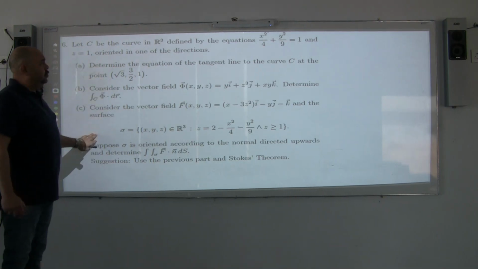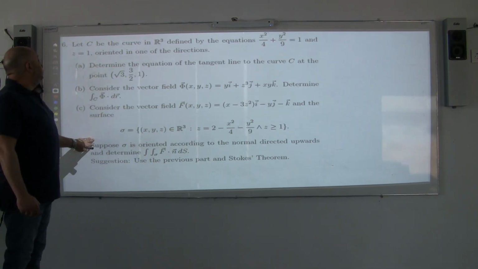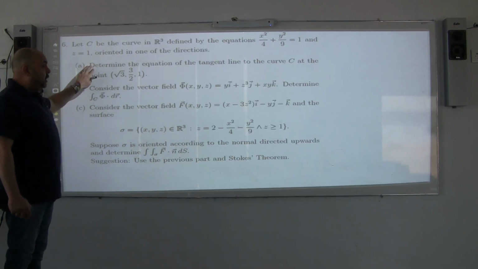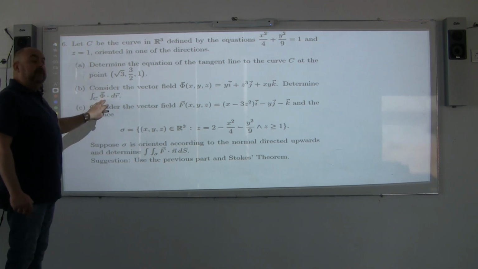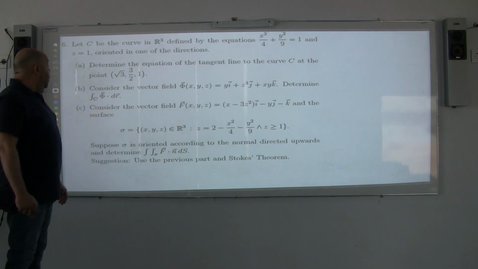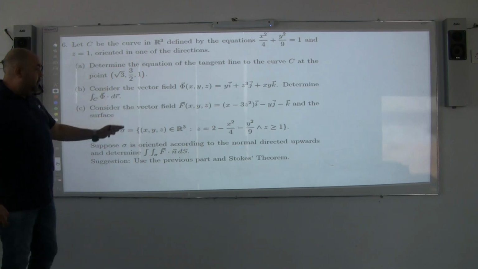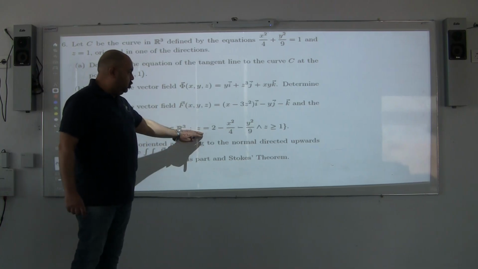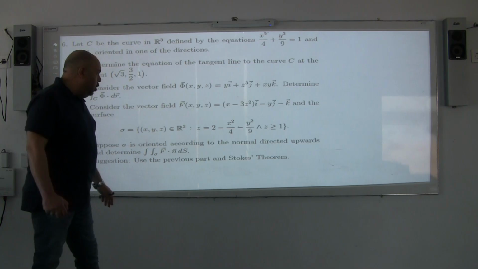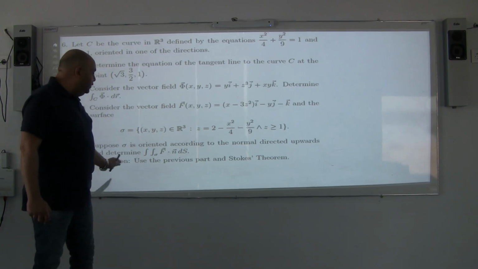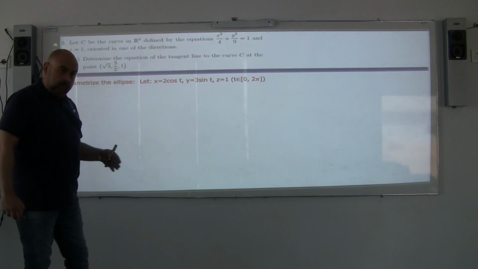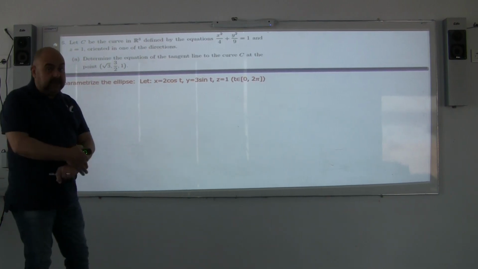Problem number 6 also is a very, very nice problem, and going the same way. Here he wants you to get the tangent line and to consider the vector field. He's giving you a vector field. He wants you to evaluate the integration on the contour. Then consider a vector field given by this function, and that's the surface of also a paraboloid with z greater than or equal to 1. And he wants you to evaluate the surface integration. This is really a very simple problem. I will go through it rapidly because the time is ticking.